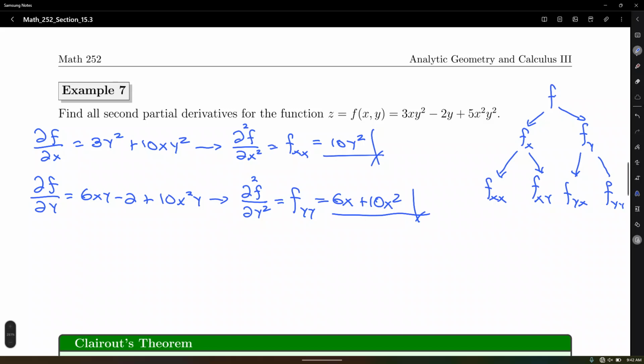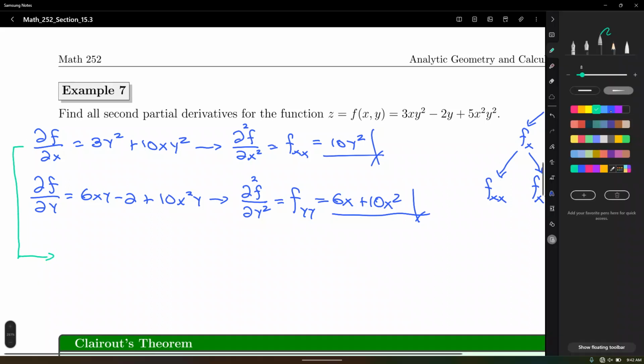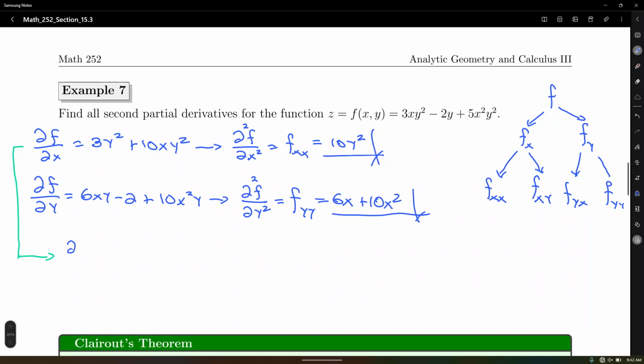So how are we going to connect this? Well, check this out. Let me connect this first, what we differentiated with respect to x first. We will differentiate with respect to y this result from here. So that is with respect to y, what we already differentiated with respect to x.